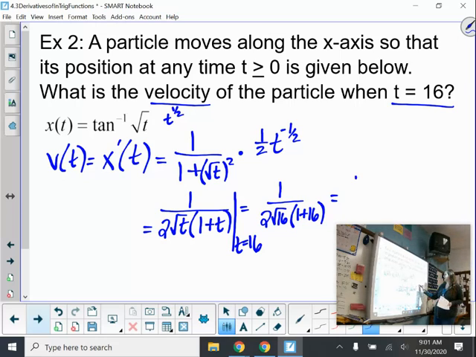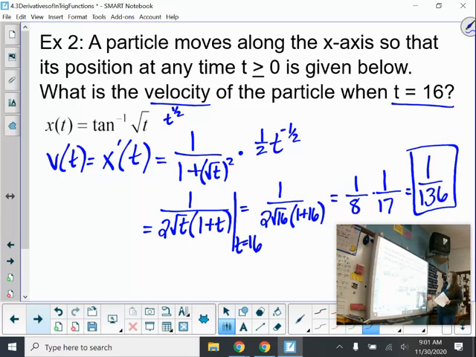4 times 2 is 8. So it's 1 over 8 times 1 over 17, which is 1 over 136. That doesn't give me any units here. So it would be units per unit of time, but it doesn't give you anything like that. You can just leave your answer as 1 over 136. Please make sure you are looking though, because if it did give you units and this was an AP free response question, you would have to give the units in order to get full credit.